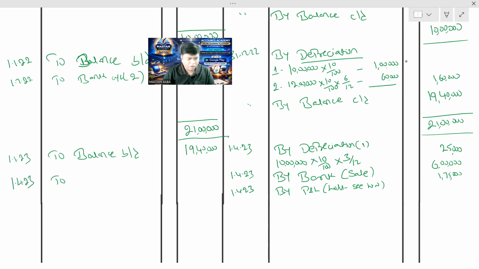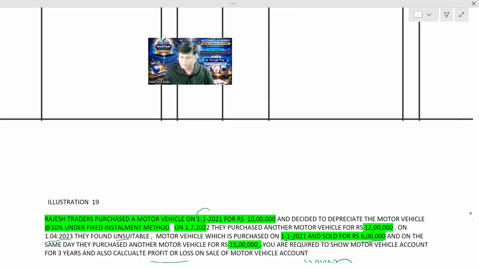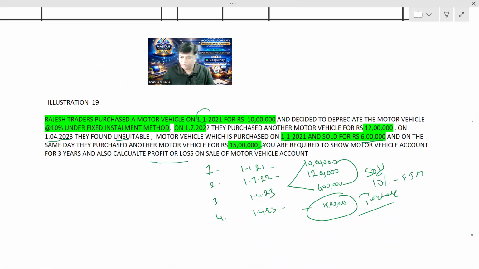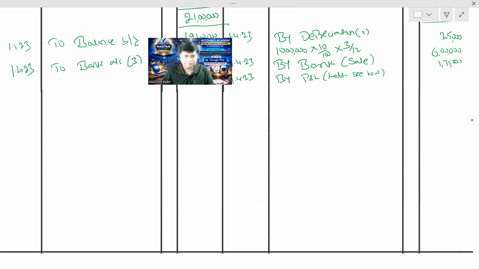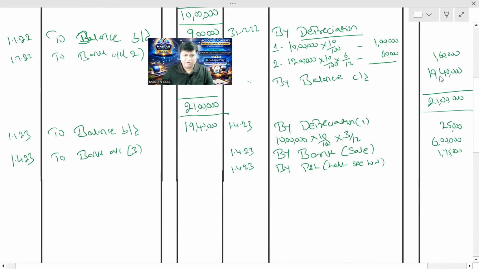So to bank account, hope you remember the question, no? To bank account, third one, it is purchased for how many lakhs? It is purchased for 15 lakhs, I think so. Okay, now 15 lakhs. So bank account, it is for 15 lakhs.